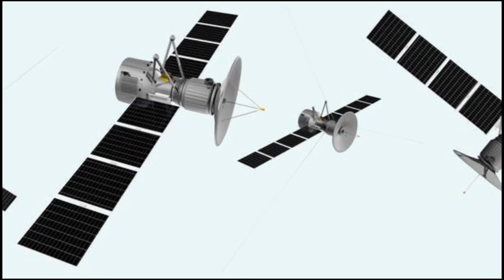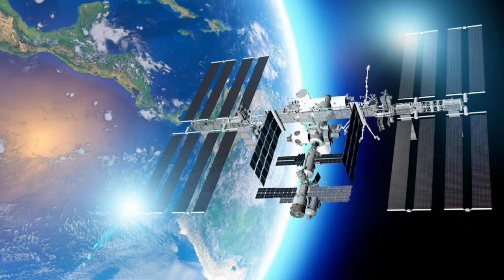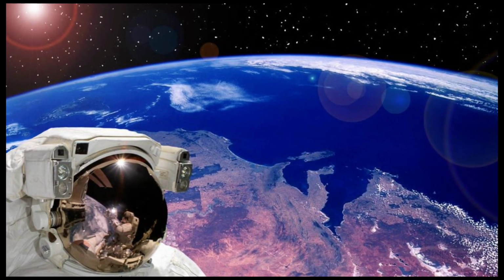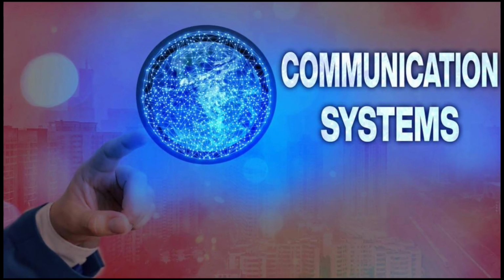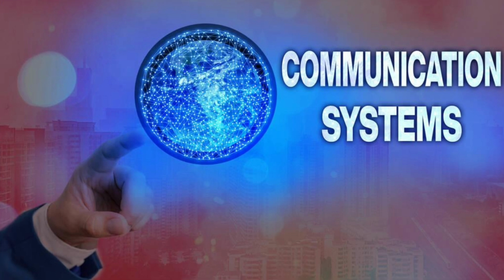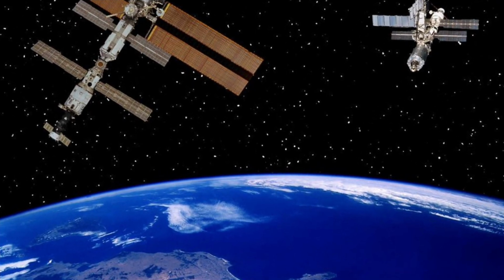Space Station's Communication System. A space station's communication system is a critical component that enables the exchange of data, voice communication, and other information between the space station and mission control on Earth. The complexity of these systems is driven by the need for reliable and efficient communication in the harsh environment of space. Here are key aspects of a space station communication system: antennas and tracking systems.